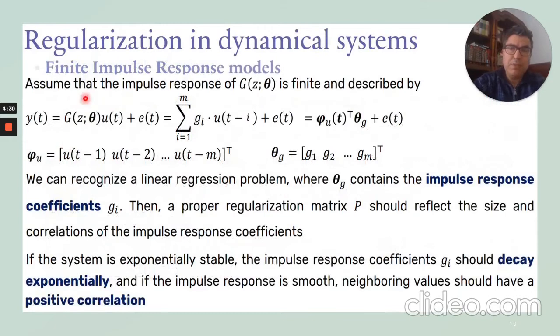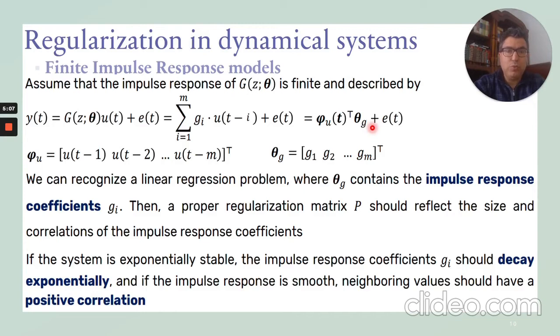Now an example of regularization for a dynamical system. Take the example of a finite impulse response, or FIR, and this is the form of the equation. Here G is a transfer function, g_i are the coefficients of the impulse response, u is the input, and e is white noise. If we put those impulse response coefficients in a vector, and the inputs in a vector, we get a linear regression in this form.